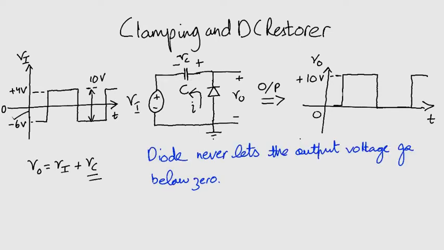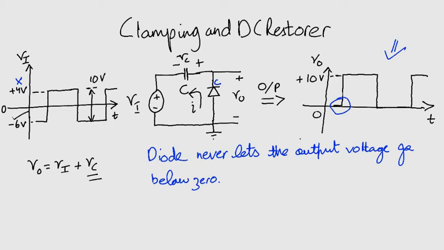Whenever that is happening, it conducts and charges the capacitor through the source and causes the output to rise above 0. However, because the cathode is upwards here, the diode won't constrain the positive voltage level of 4 volts. As a result, as you can see from this figure, the lowest peak of the output will be clamped to 0 volts.